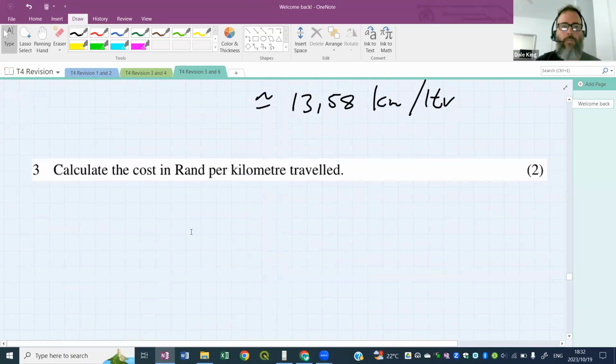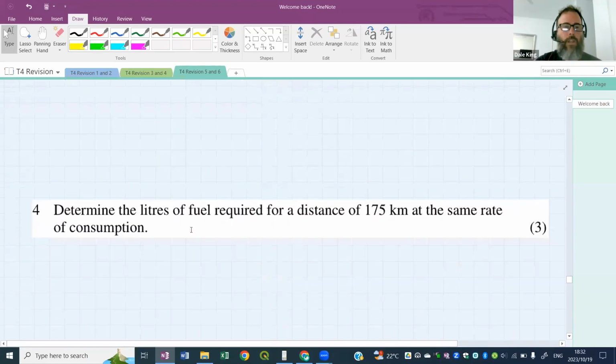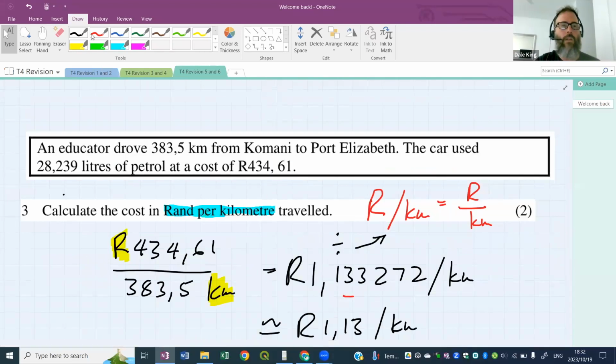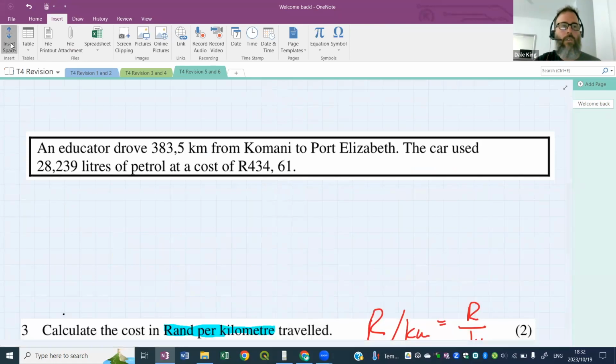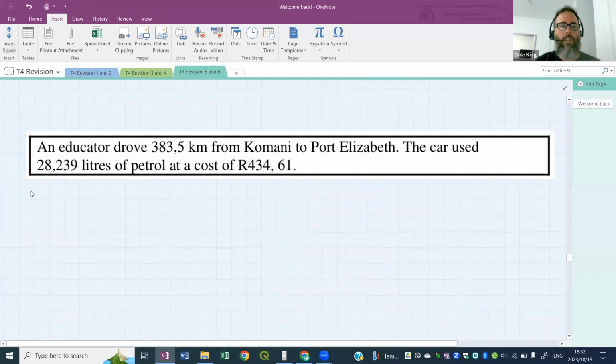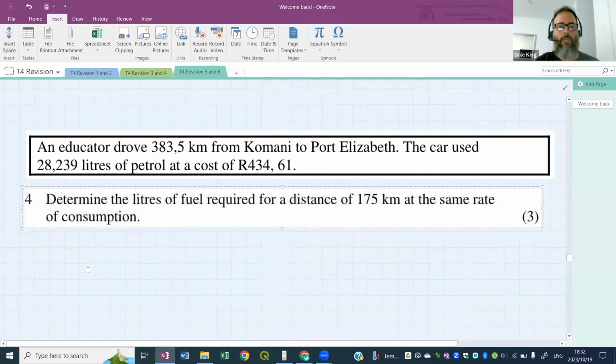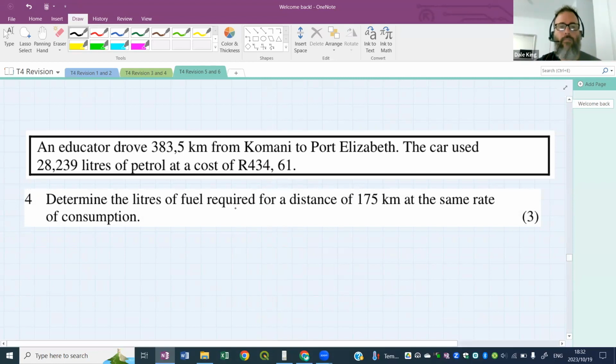We've answered question 3. Here's question 4. Determine the liters of fuel required for a distance of 175 kilometers at the same rate of consumption. Okay, so let's bring this question up, and we'll go all the way to the top here, and I'll squeeze it in underneath the contextual information. I'll place the question here so you can see it and also the contextual information. So there we go. Determine the liters of fuel required for a distance of 175 kilometers if we're using petrol at the same rate. In fact, the contextual information is not really going to help us.